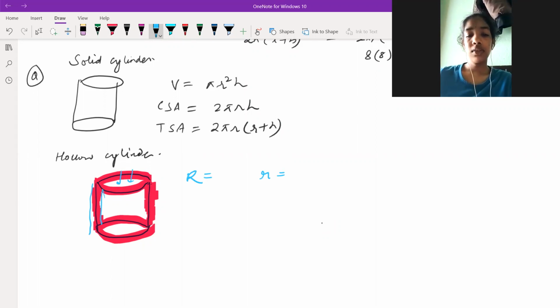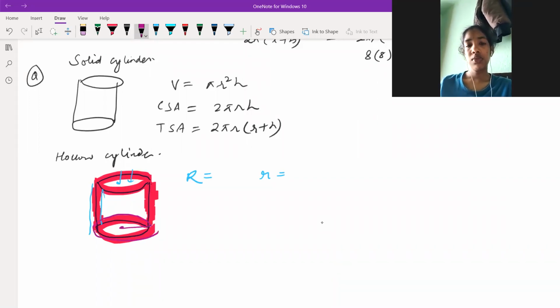Yes, sir. So which is the capital R? See, capital R is from center to the outer part of it. This is your whole thing, no? It's having some radius. So capital R you have, a small r also you have. And height already you know. So what is the volume in this case? What can we write for the volume?